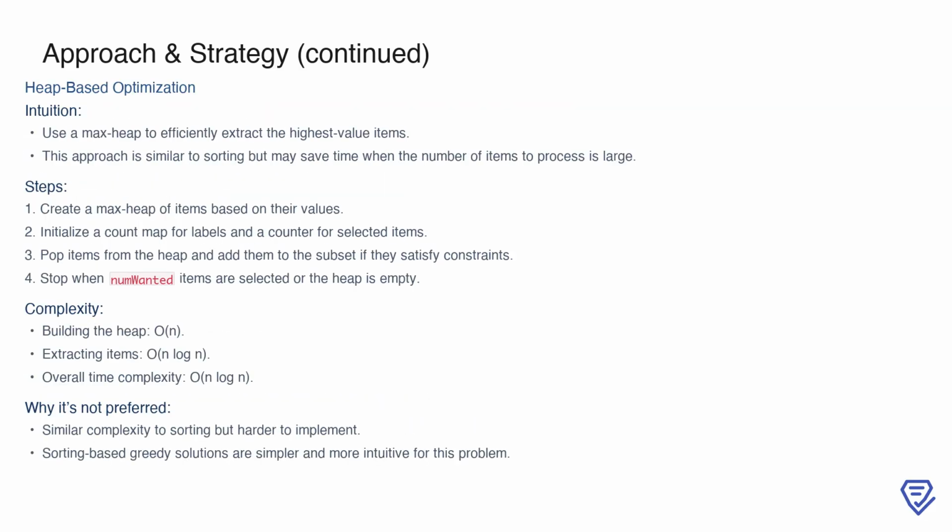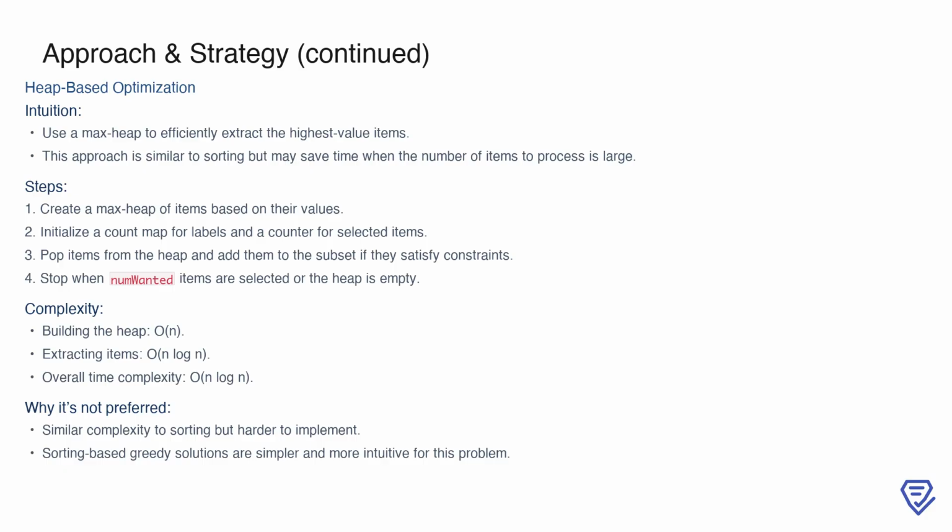An alternative optimization to the greedy approach involves using a max heap. The intuition here is similar to sorting, as we still aim to process the highest value items first. However, by using a heap, we can extract the maximum value more dynamically. The steps include building a max heap of items based on their values, initializing a label count map, and then repeatedly popping items from the heap. Items are added to the subset only if they satisfy the constraints on label frequency and the total number of selected items. The process stops once number wanted items have been selected or the heap becomes empty.